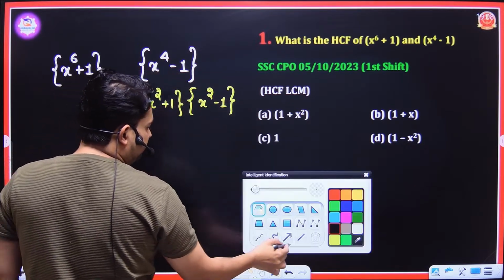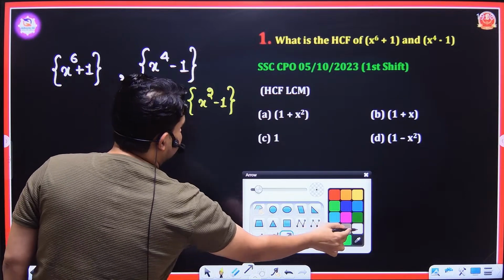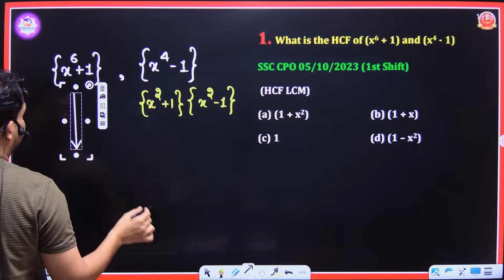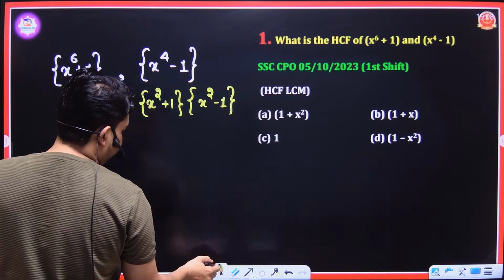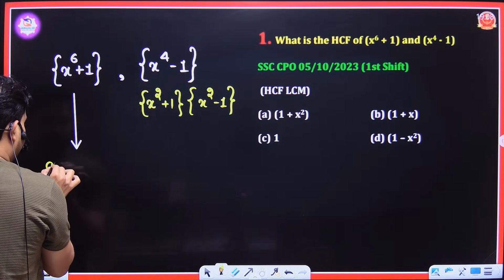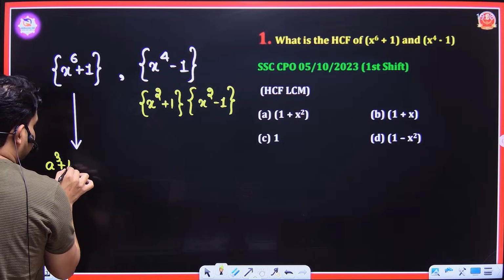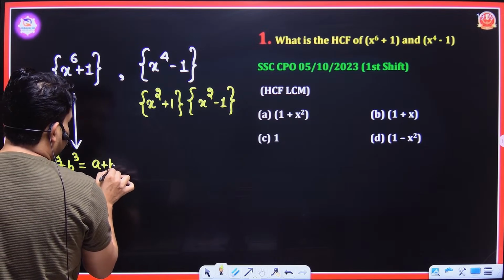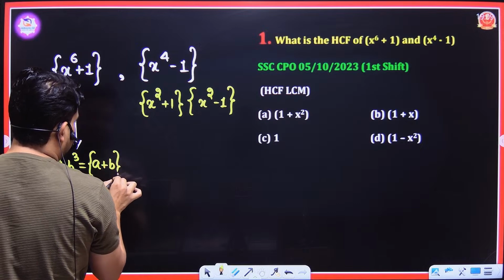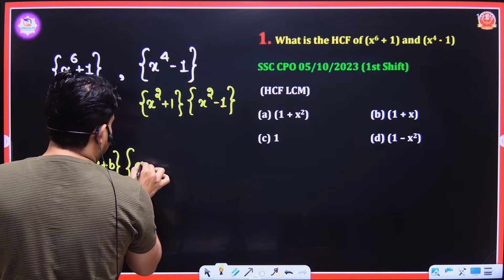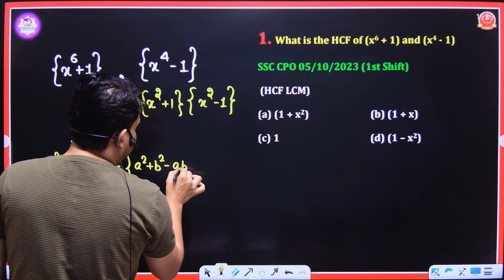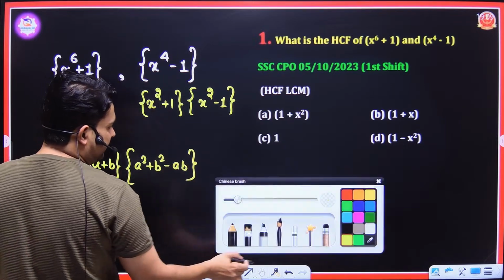And this one can be factorized as, if you are an SSC aspirant, then you know it very well that a cube plus b cube is what? Here we will discuss the concept too. A cube plus b cube is equal to a plus b, a plus b will be the factor, into a square plus b square minus ab. If you are a serious SSC aspirant, then you know it very well.